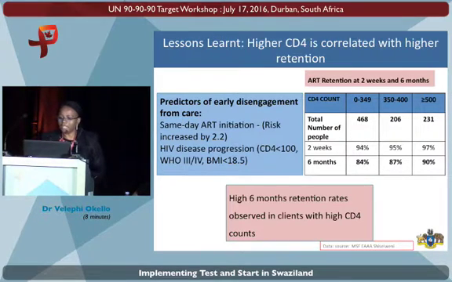What we also learned is that higher CD4 is correlated with higher retention. Unlike what we expected, we thought that perhaps those who are healthier wouldn't be retained as well as those who are less healthy. But I think it makes sense because the predictors of early disengagement from care include issues such as HIV disease progression, here measured as CD4 less than 100, a higher WHO staging, and a lower BMI. So basically people who are quite ill.